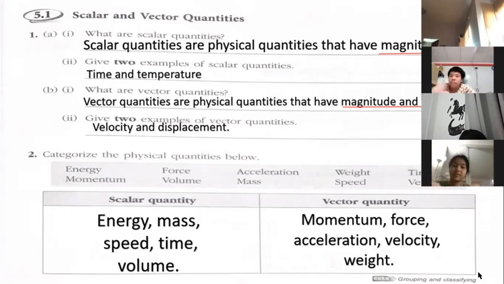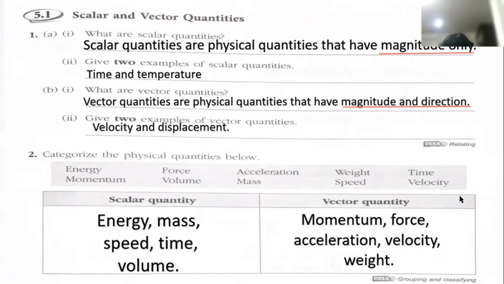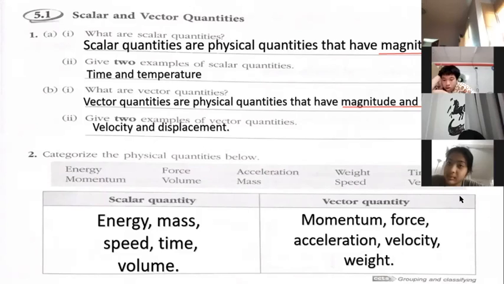is categorize the physical quantities below. So for example, energy, where does that belong? Energy belongs to scalar quantity. So you are going to write there. Also for mass, speed, time, and volume, that belongs to scalar quantity. And for vector quantity, momentum, force, acceleration, velocity, and weight belong to vector quantity. Okay. So if you have questions, you can ask me. Don't forget.